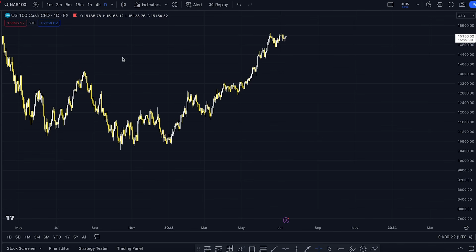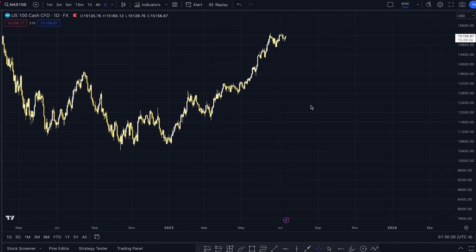All right, so people really get confused when it comes to order blocks. What's the difference between an order block and supply and demand and support and resistance? So in this video, I'm going to differentiate all of them and show you the similarities and differences between all of the above. Okay, so what we have here is US 30 on the 1-day chart.